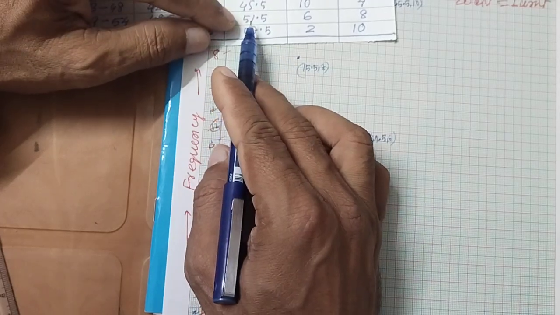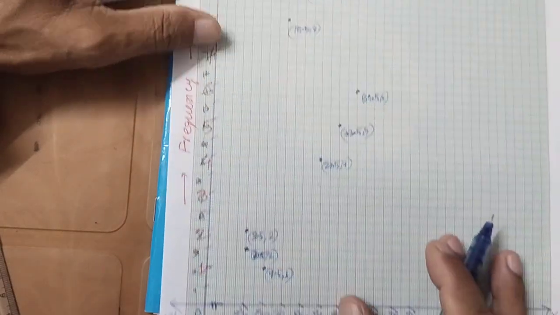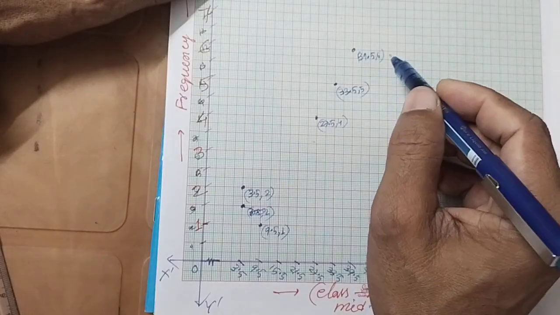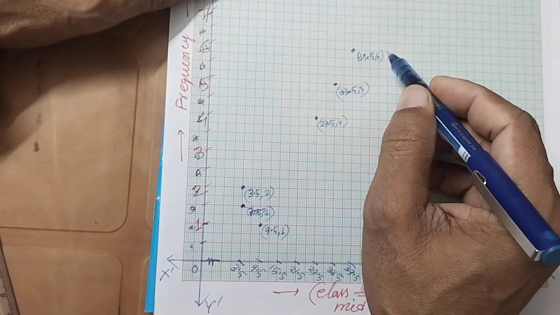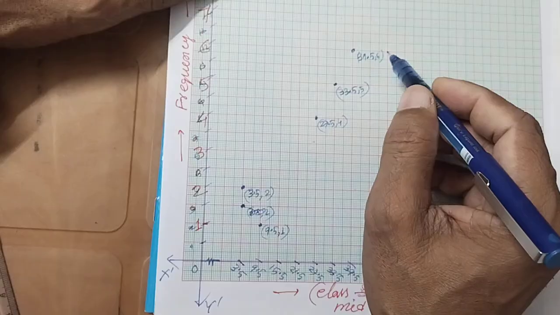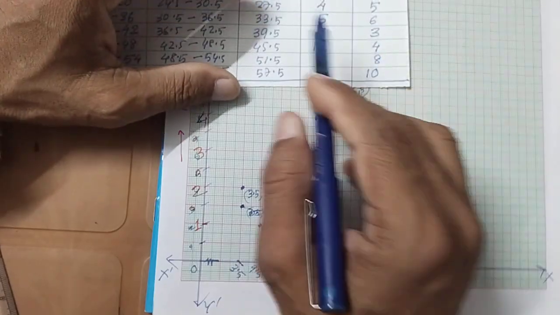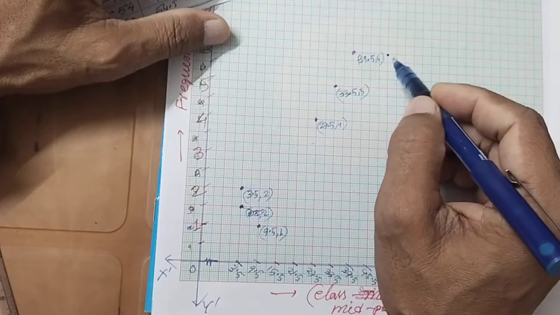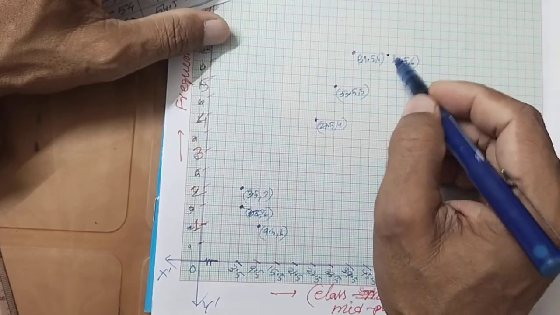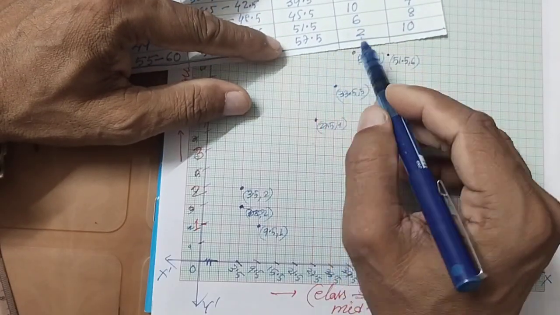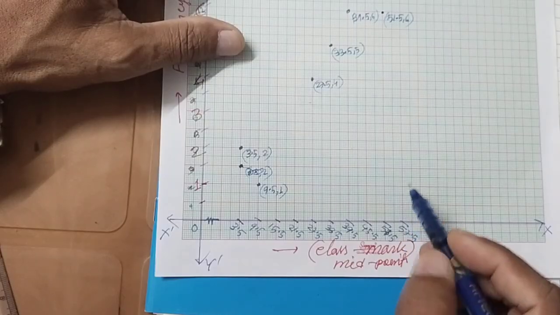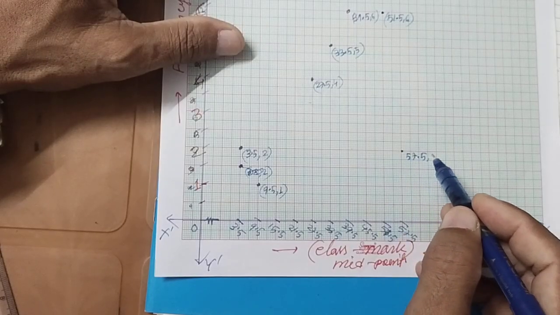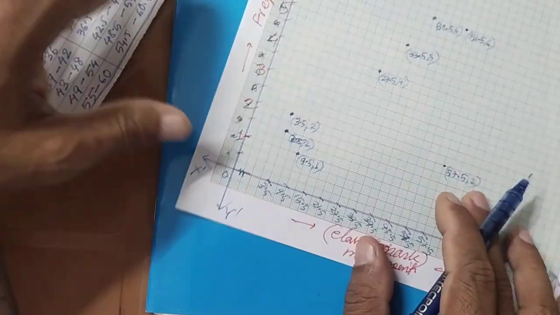Then 51.5. It should go to 6. 51.5, comma 6. Then 57.5 is 2. Last one, 57.5 is 2. This is the point: 57.5, comma 2.